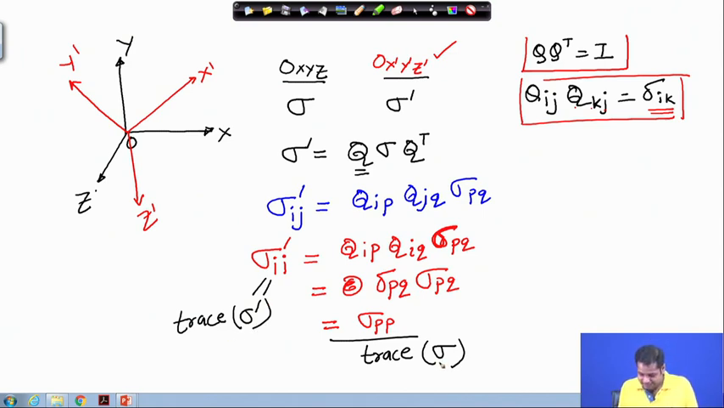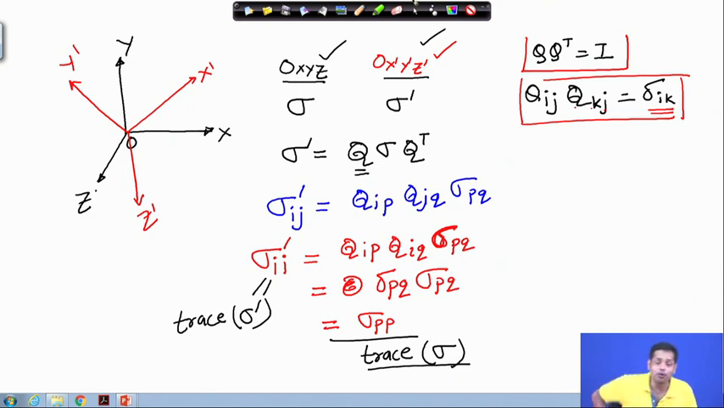So, even though the stress tensor components are different when expressed in different coordinate systems, if we take the trace, the trace of sigma with respect to the x, y, z coordinate system and the trace of sigma with respect to this coordinate system, they are the same.